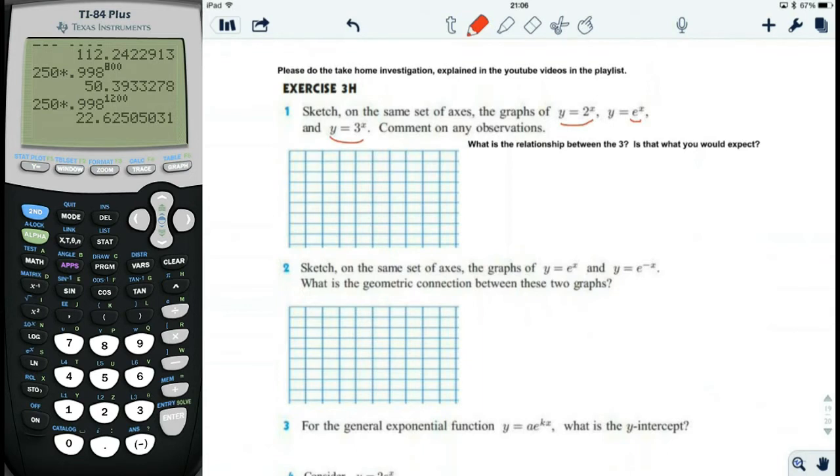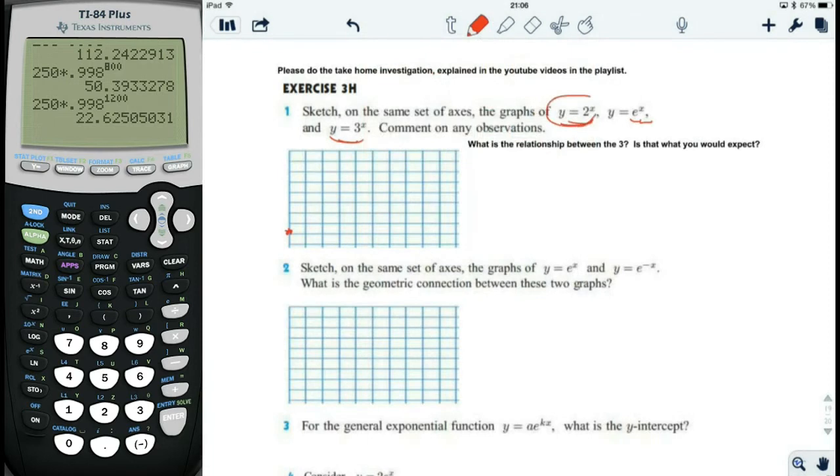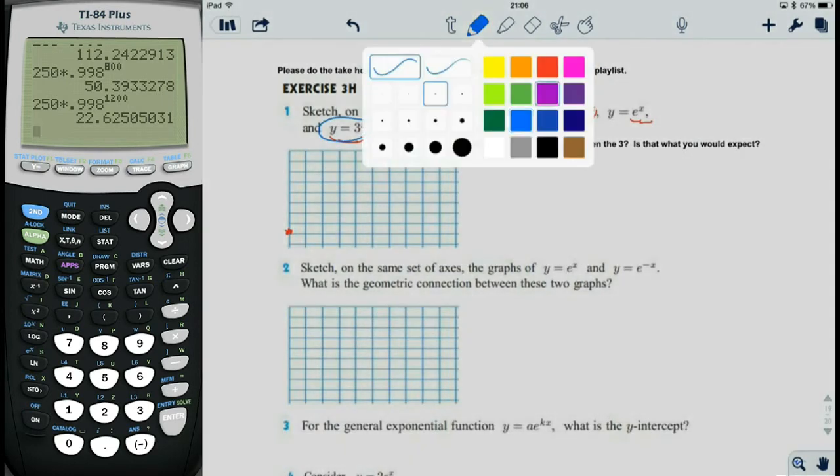Okay, so if we take any of these three, the first value is going to be the multiplier out front, which is 1 in every case, right? So 2 to the 0 is 1, e to the 0 is 1, and 3 to the 0 is 1. So all these graphs start out at the point (0, 1). What about the second point? So I'm going to use different colors for each one.